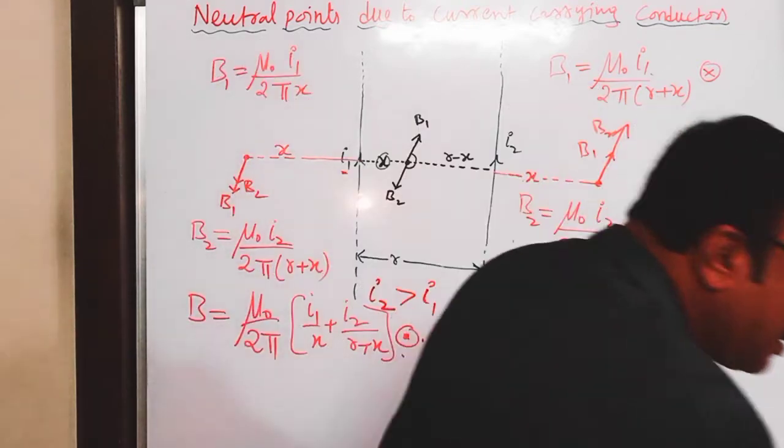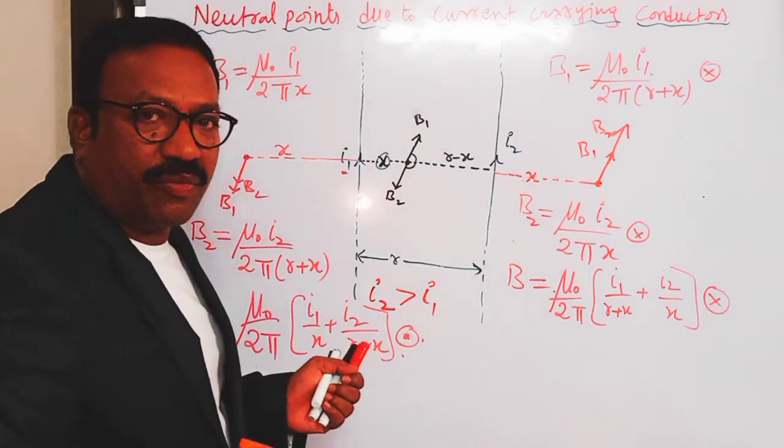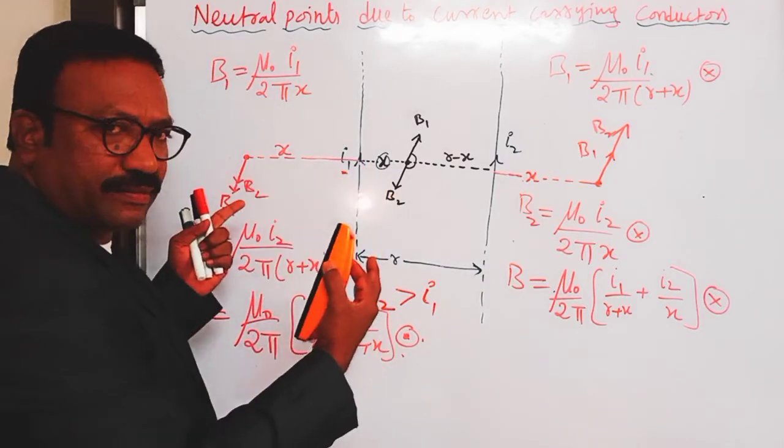Now if I reverse the current in one of the conductors, what about this neutral point? What will happen? You can just think.